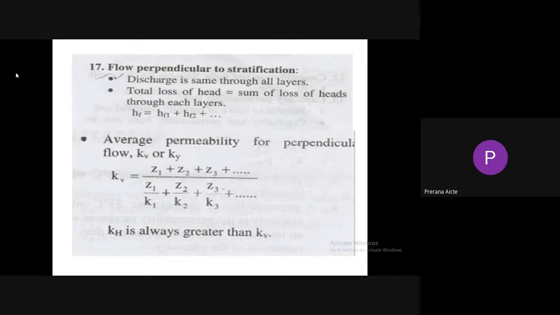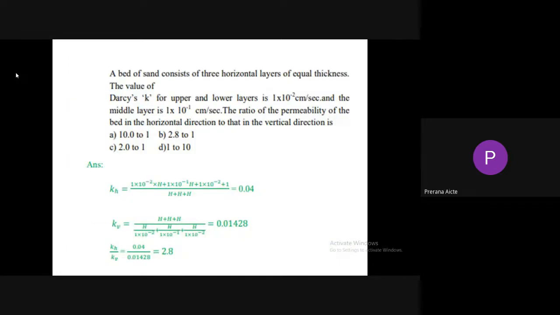The average permeability for perpendicular flow, KV, equals (Z1 + Z2 + Z3) divided by (Z1 by K1 + Z2 by K2 + Z3 by K3). So KH is always greater than KV, because of the presence of layers, we are moving along the layers. That's why KH is always greater than KV.